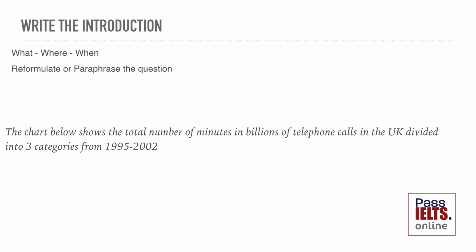Now we can go on to write our introduction. You should write a short introduction, and you must remember to include the three things: what the graph shows, where it is, and when it is. If you can, you should reformulate or paraphrase the question or the description. But if you find that too difficult, then copy it, but make sure that you do write 150 words after it so that you still have the minimum word count.